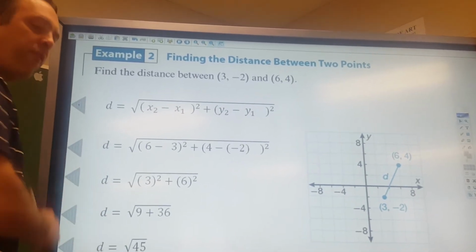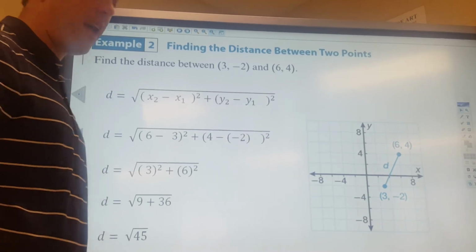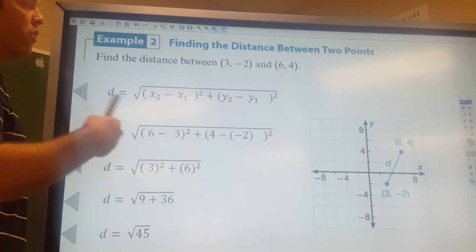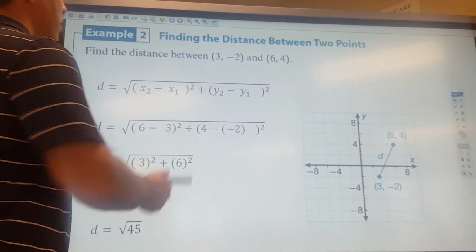Square root of 45, we could simplify, or we could find that as a decimal. Right now, we're just learning how to solve the distance formula.